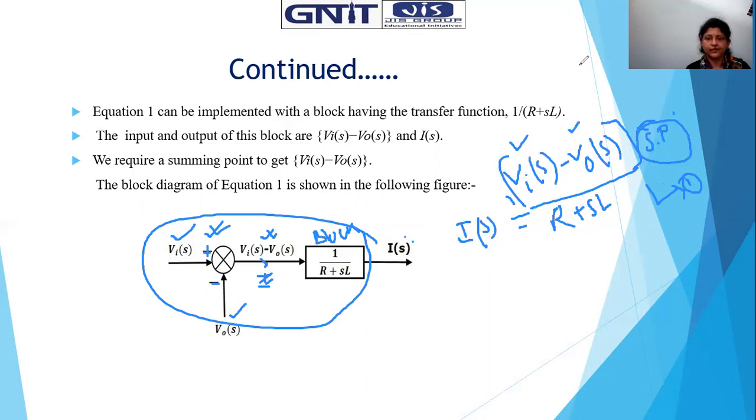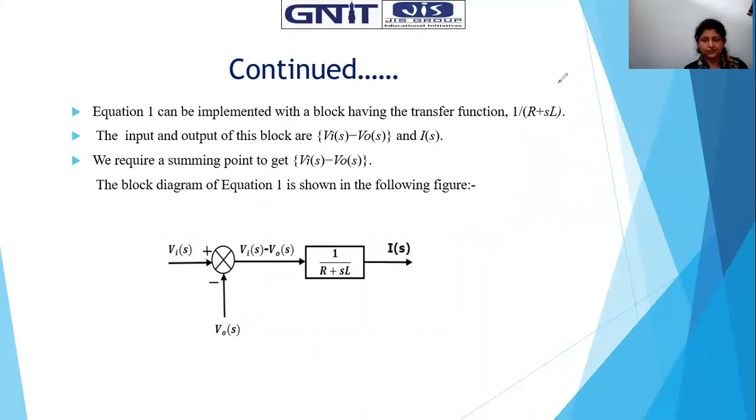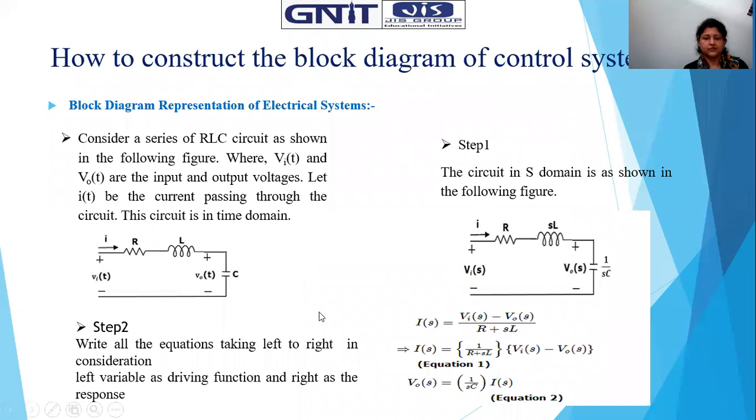Okay, fine. Now we are moving to equation number 2. Try to recall: VOS is equal to 1 by SC into IS. Very simple. Till IS we got the equation, and we have represented that in the block diagram.